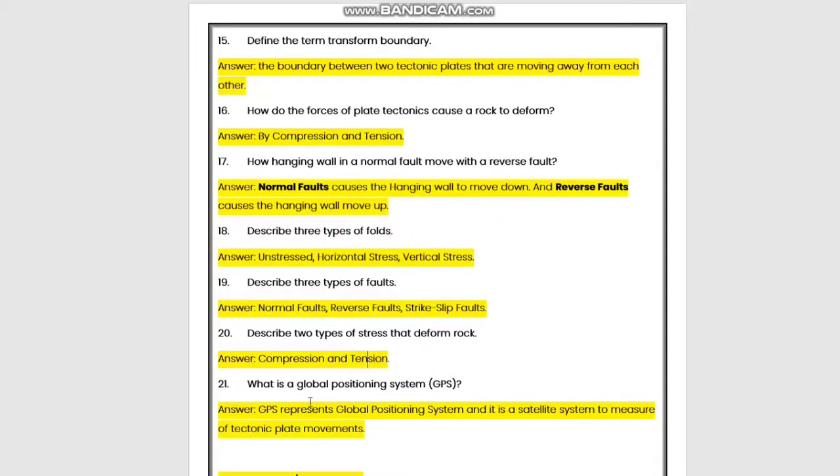Next question and last one in this chapter is, what is Global Positioning System, GPS? Or maybe I will tell you in the exam what GPS represents, only this one. So you will write GPS represents Global Positioning System. This is the answer, that's it. And it is a satellite system to measure tectonic plate boundary movement. This is chapter 7 questions.